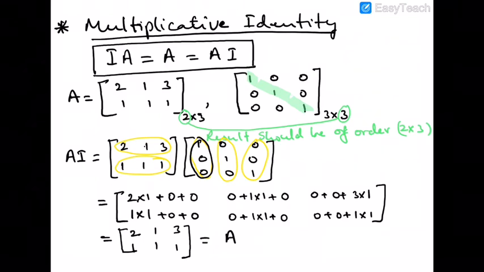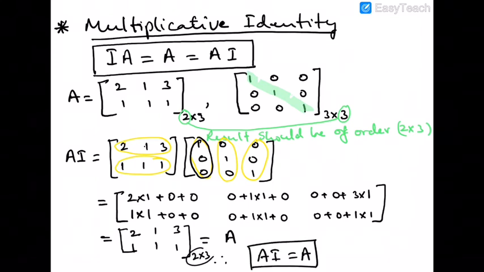Therefore, AI is equal to A. And our result is of order 2 times 3.